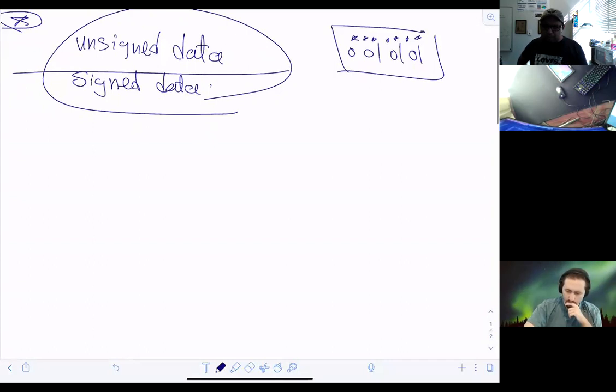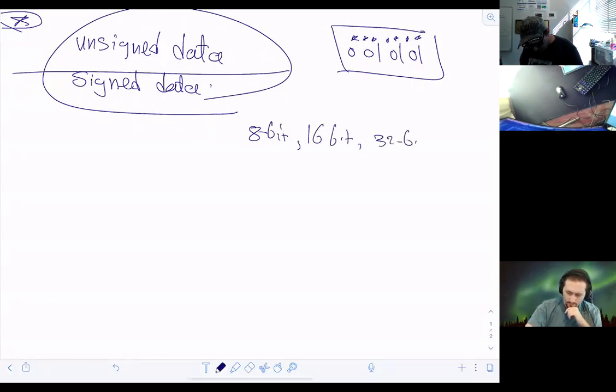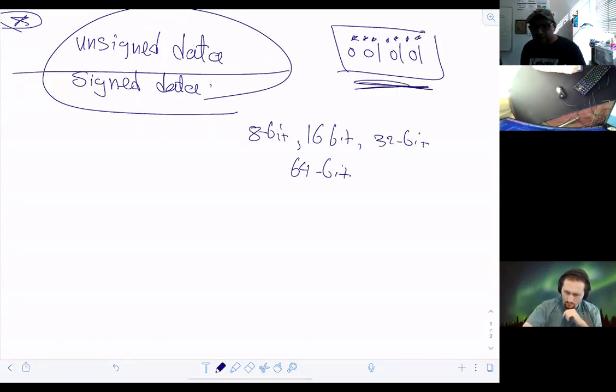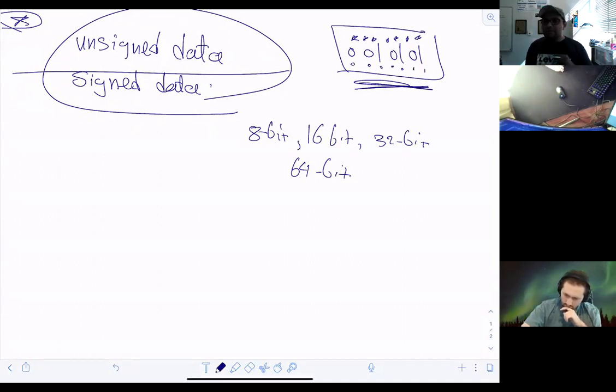Normal computers work in something called 8-bit, 16-bit, and 32-bit architecture, and there's even something called 64-bit architecture. What is a bit for us? A bit is a digit. In the example I wrote up here, how many bits do we have? 1, 2, 3, 4, 5, 6, 7. So I have 7 bits representing a number.